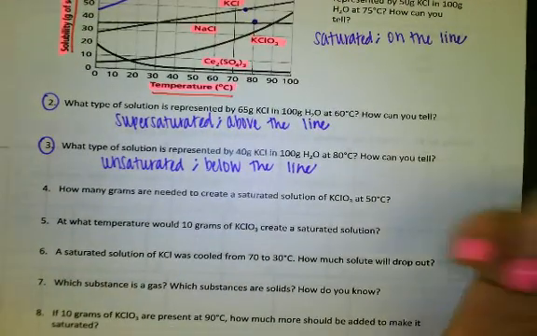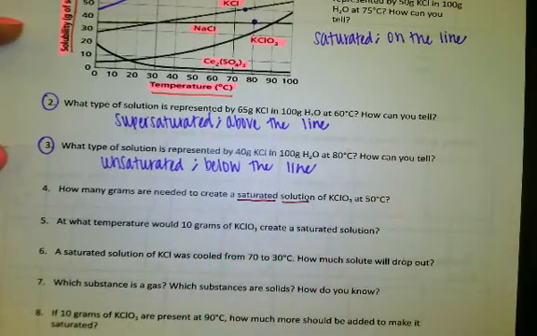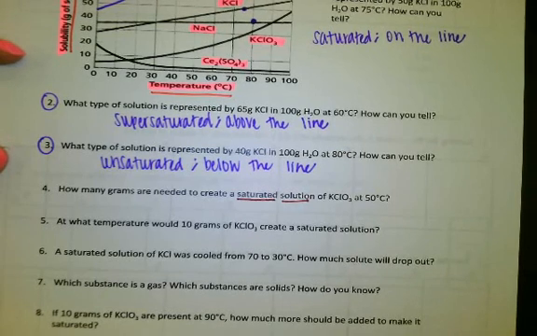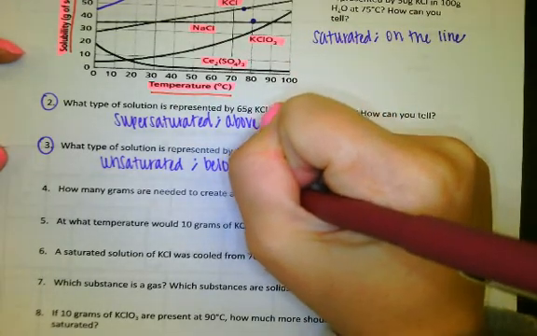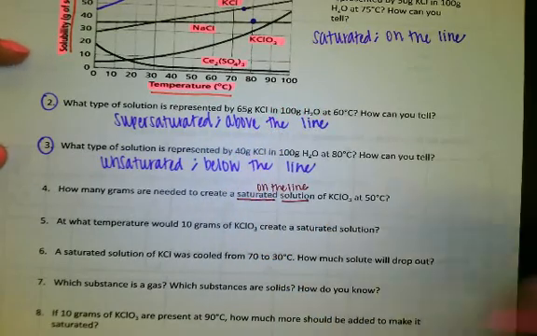All right, number 4. How many grams are needed to create a saturated solution of KClO3 at 50 degrees Celsius? So if this question's asking for us to create a saturated solution, what is it saying that it wants me to look like on the curve? Does it want it to be above, below, or on the line? On the line. So that's what we're looking for.